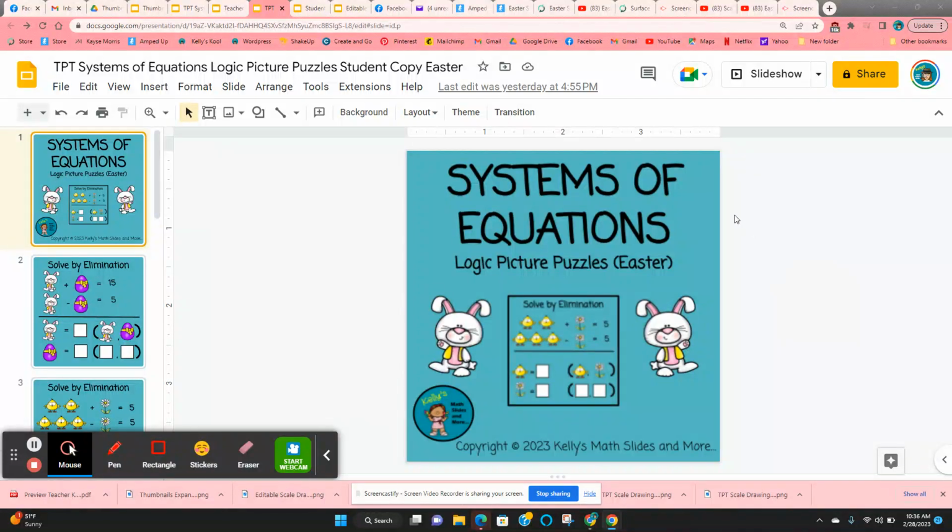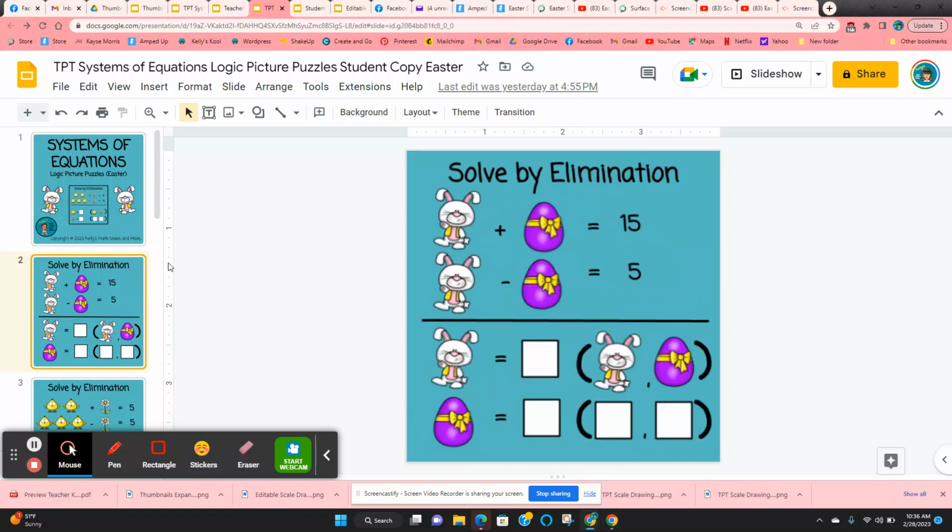Logic picture puzzles for systems of equations. This is the Easter version. So there's 7 different puzzles. So in place of the variables x and y, students are going to have a picture here.